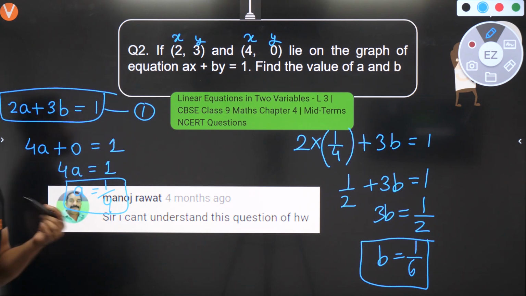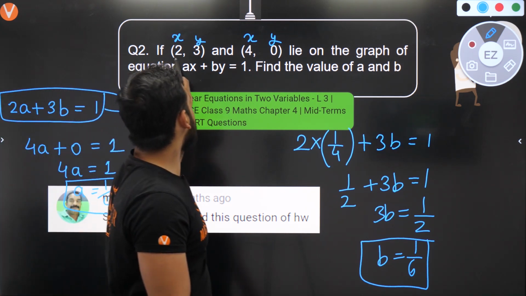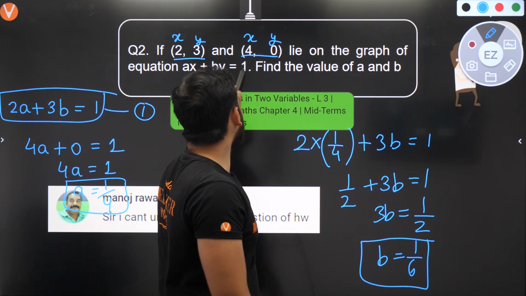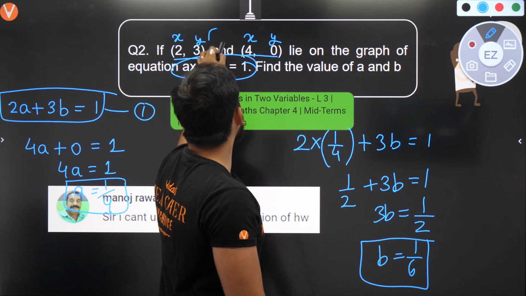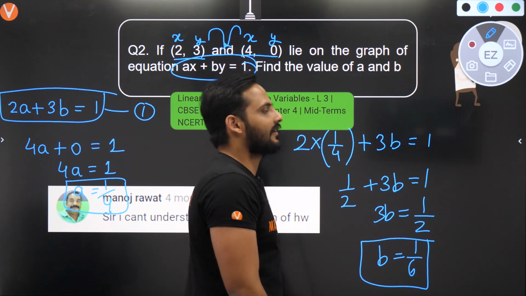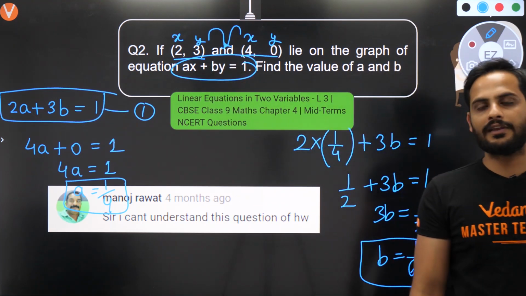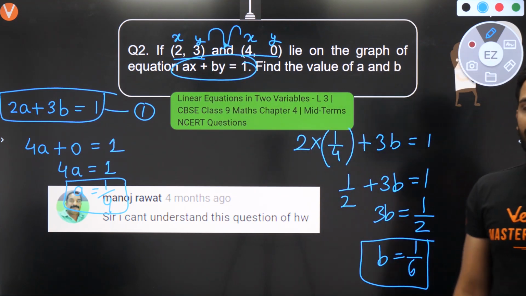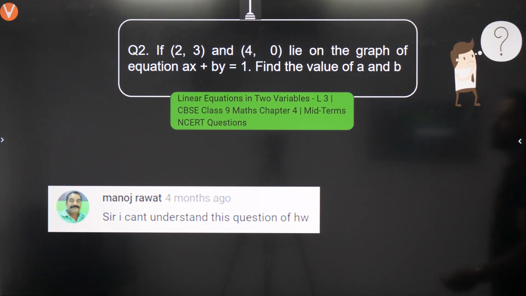What was the main thing to understand here? That when we say these 2 points lie on the graph of this equation, that means the values of x and y of both the points are solutions of this equation. They are the solution of this equation, right? Let's move to the next question.